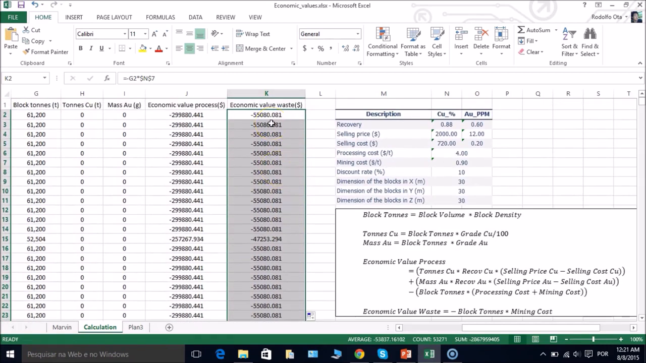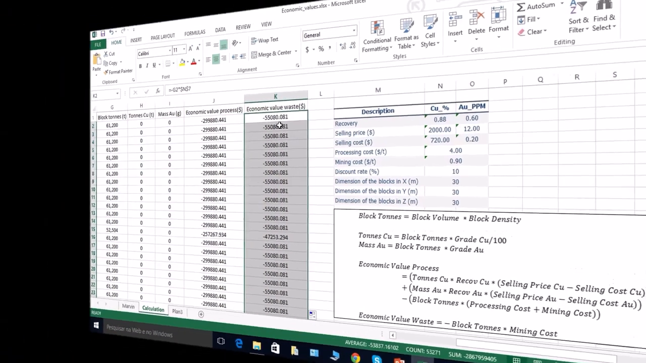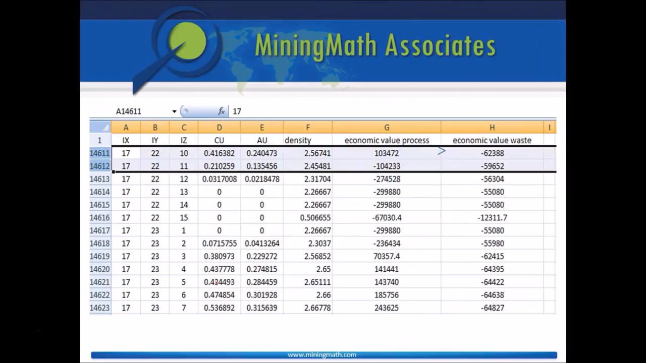Keep in mind that a block value will always be negative if it is directed to a waste dump, as it will bring no revenue, just costs. After the calculation is finished, I took this screenshot to exemplify how the simplest pit optimization process will interpret these results. So I separated these 2 highlighted blocks.